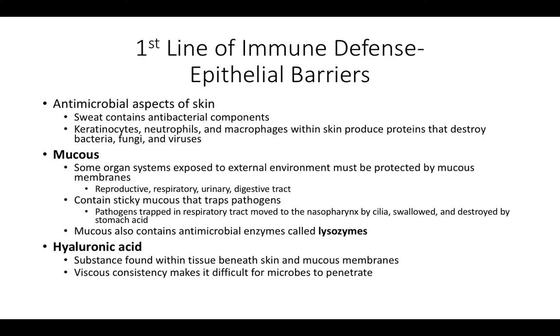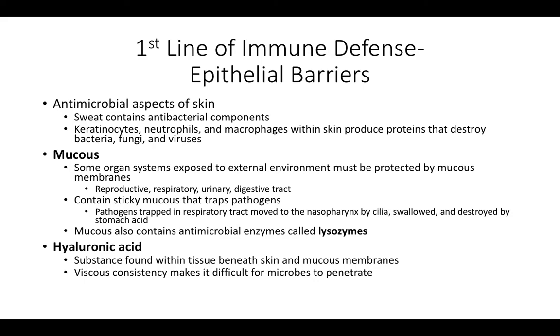So, for example, if you were to inhale a pathogen, then that pathogen would get trapped in the mucus, within the mucous membranes of your respiratory tract. That would be moved to the nasopharynx by your cilia, and then you could swallow the pathogen and it would be destroyed by your stomach acid. Mucus is also important because it contains lysozymes just like tears and earwax and sweat.